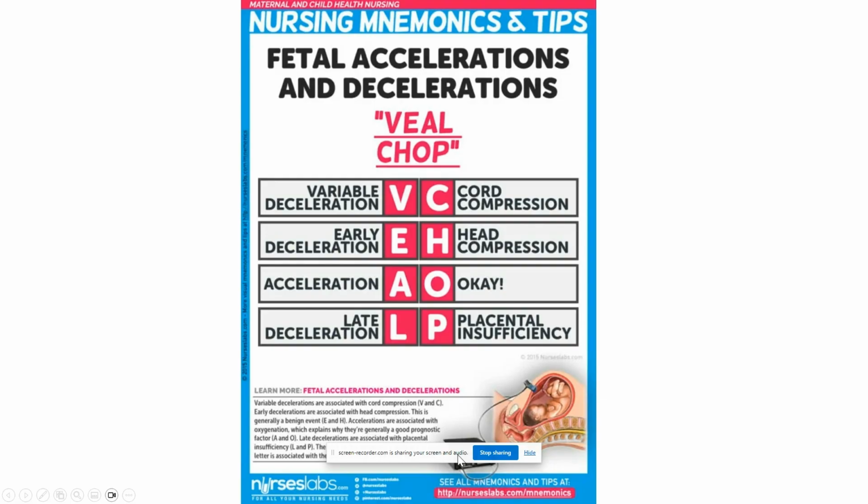So if you see here, variable decelerations are associated with cord compression. Again, variable deceleration, it's pressing the cord. Early decelerations are associated with head compression. And this is generally a benign event, which means that it's nothing to be worried about. This is because the baby is doing what it's supposed to do. Every time mom has a contraction, the baby's head is compressing more, which means our baby is trying to come out. We're going to do a vaginal exam.